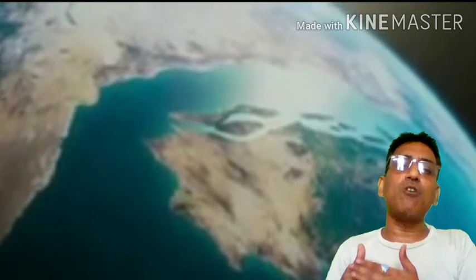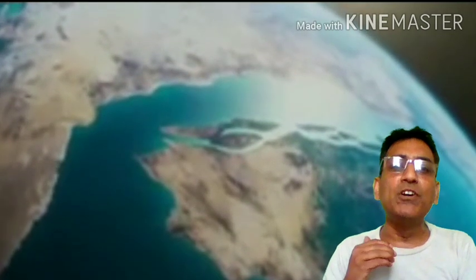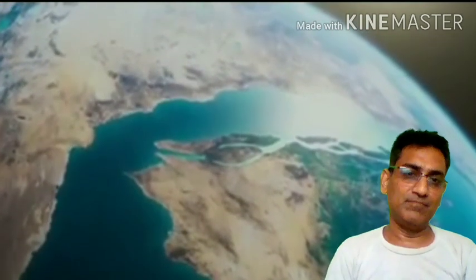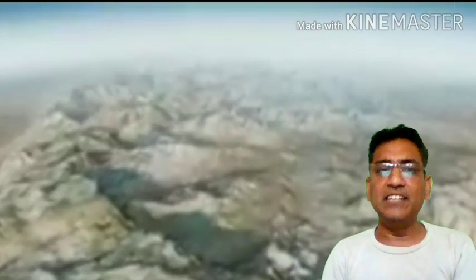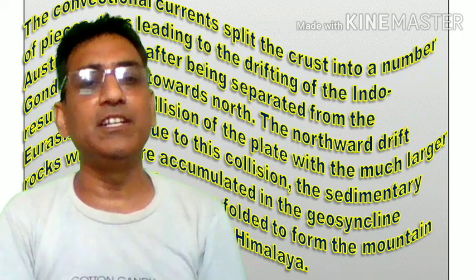Now one part of the Indo-Australian plate tore away from the Australian plate and started moving towards the north. In between, this plate collided with the much heavier Eurasian plate, which resulted in the folding of the sediments which were deposited under the Tethys Sea. This resulted in the formation of the Great Himalayas, the northern mountain chain of India.